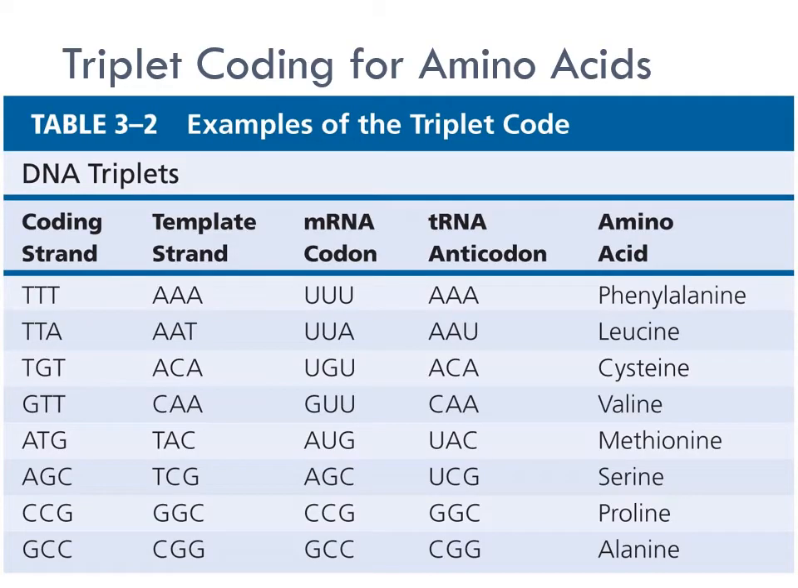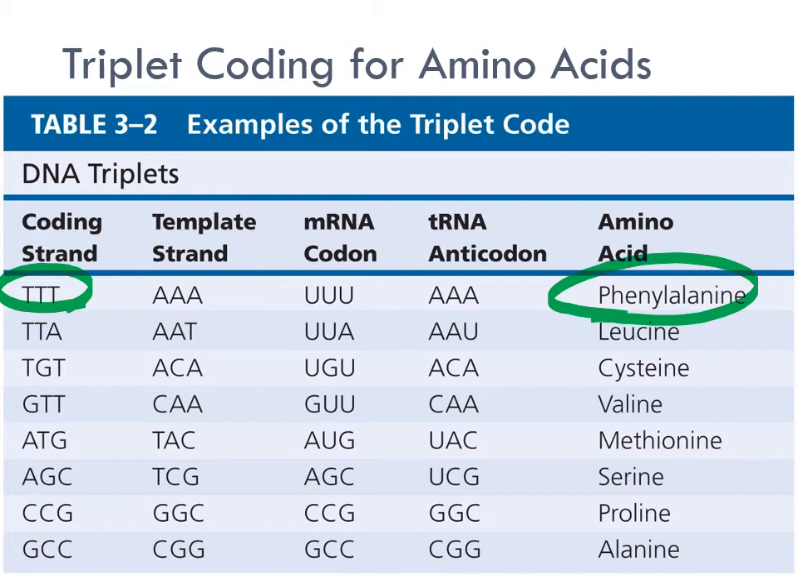So here's our triplet code. Please do not memorize these individual amino acids and what their codes are. I like to put this slide in so that I can show you that each amino acid has its own specific code. So phenylalanine is one amino acid. Its code is thymine, thymine, thymine. So the template strand, which is complementary to the code, would be adenine, adenine, adenine.